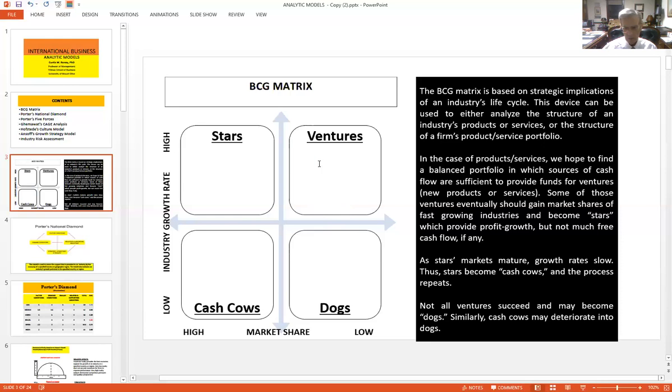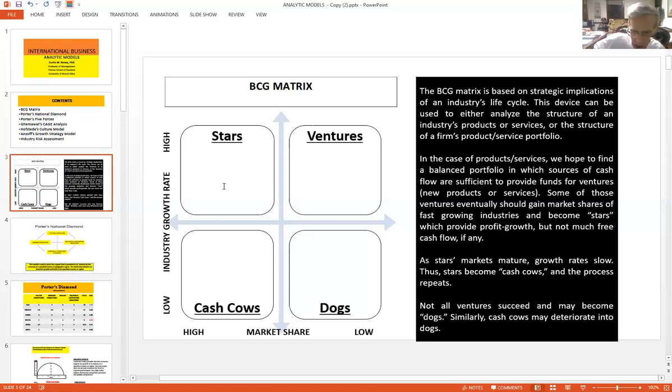Once in a while, less than 50% usually, ventures are successful. They grow faster, they gain high market share, and they become stars. And so this process essentially repeats itself. It's meant to be a virtuous circle, if you will. So the ventures become stars, the stars eventually become cash cows, and they provide cash for the new ventures. And so you have a cash pump. That's how it's supposed to work.